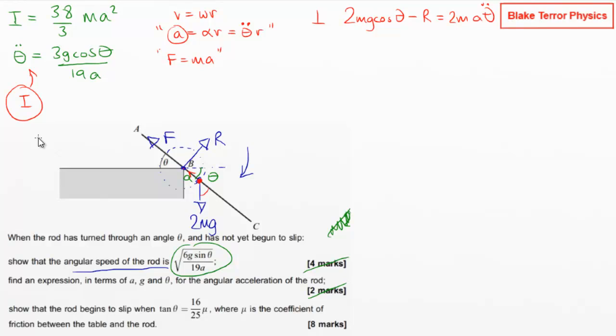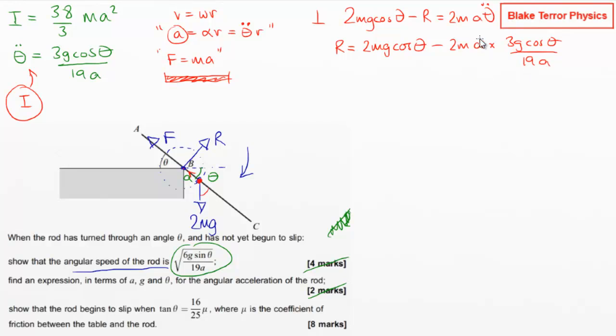So that's why we had to work all of that out in the beginning, and why we don't have to do an integral using Newton's second law at this point, because we did the integral earlier on when we worked out the mass distribution about the axis of rotation. So we've got all of this, so we can say what R is. R is going to be equal to 2mg cos theta minus 2ma times 3g cos theta over 19a.